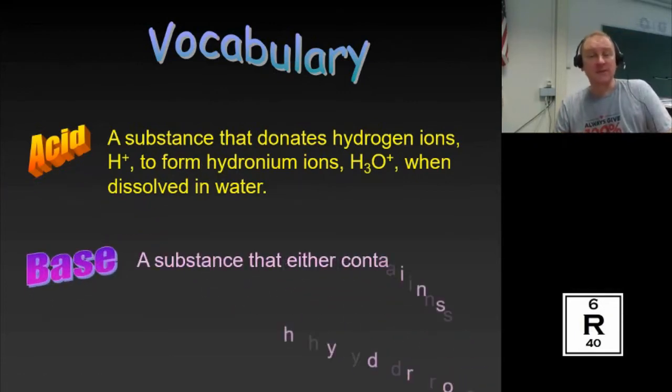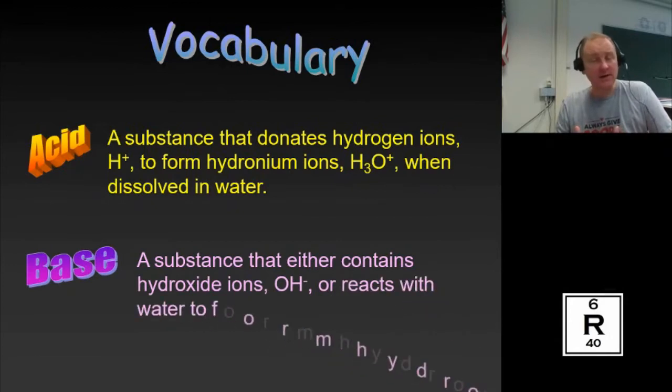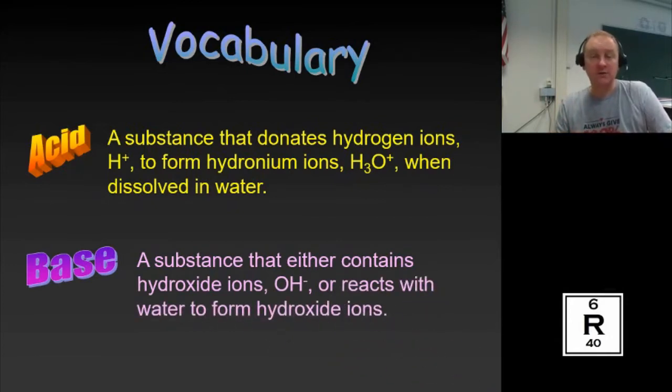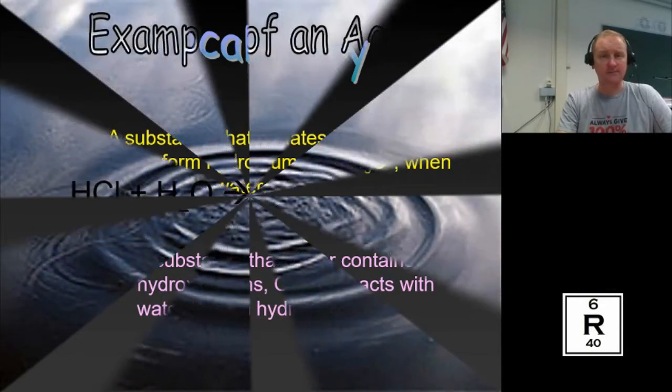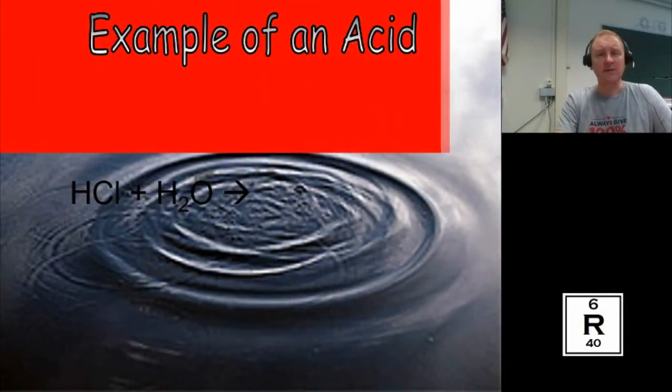Bases are substances that either contain hydroxide ions that are released into the solution or react with water to form hydroxide ions. So hydroxide is OH negative, and hopefully you remember that from our polyatomic ions list. It's a very important polyatomic ion because it's a very obvious indicator that you're dealing with a base when you see hydroxide. So here's an example of an acid.